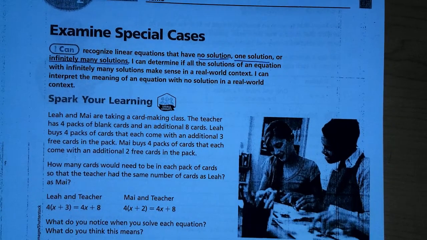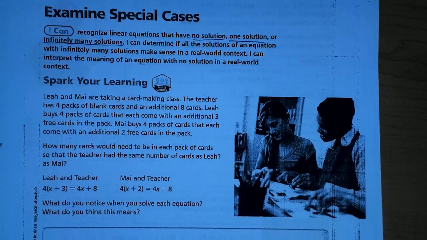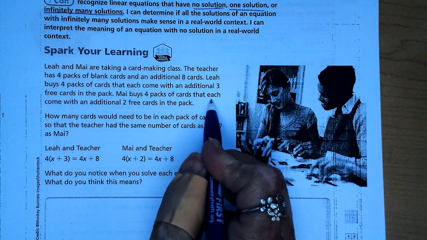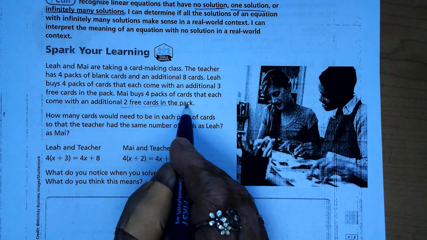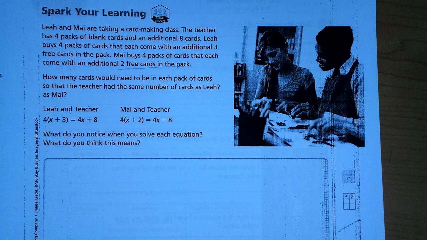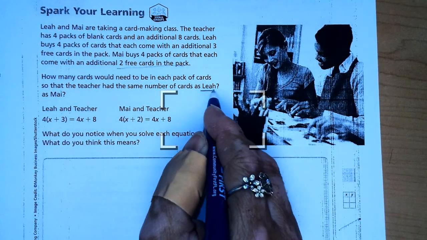All right, so it says Leah and Maya are taking a card making class. The teacher has 4 packs of blank cards and an additional 8 cards. Leah buys 4 packs of cards that each come with 3 additional free cards in the pack, and Maya buys 4 packs of cards that each come with an additional 2 cards. So it says how many cards would need to be in each pack of cards so that the teacher had the same number of cards as Leah and Maya.